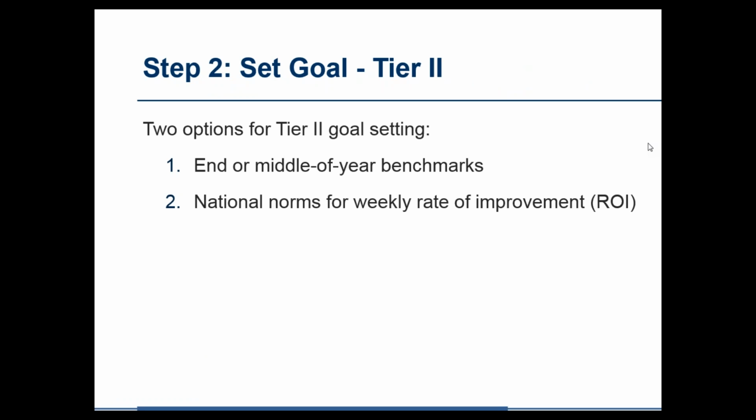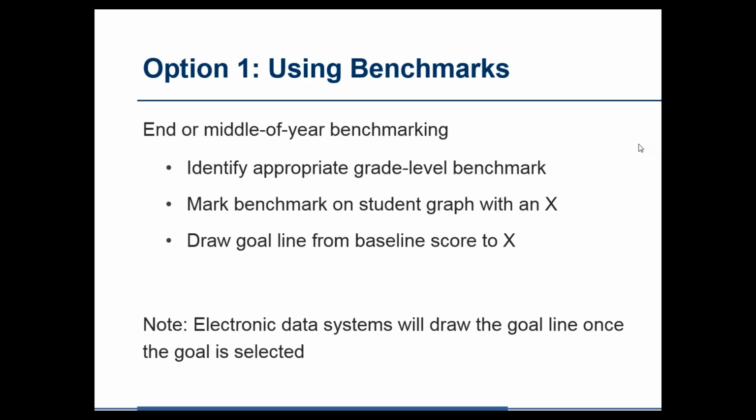The next step is to set Jane's goal. There are 2 recommended options for setting progress monitoring goals. The first is end-of-year or middle-of-year benchmarking. The second is using national norms or rates of improvement. These 2 approaches are most appropriate for students receiving Tier 2 supports. Let's look at these 2 options in more detail.